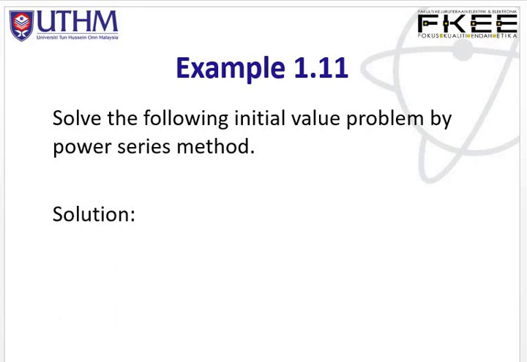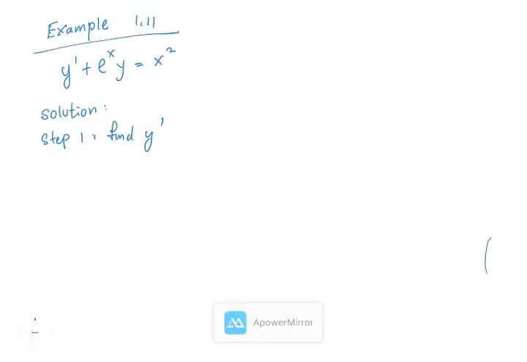Now we go to another example. Solve the following initial value problem by power series method. Y prime plus exponent x y equal to x power of 2. And then initial condition is when x equals 0, y equal to 4. So in order to solve this question, first of all, we need to find the y prime from the y given.